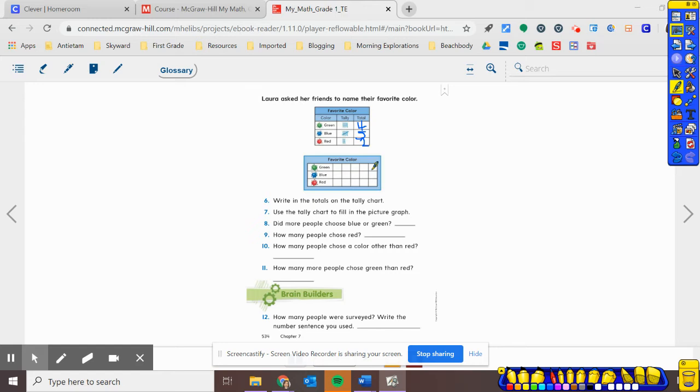All right, now it wants us to draw a picture graph. So for our picture graph, I am going to use different colored dots, and you can just draw dots on your paper using your pencil. So I'm just going to do a dot for every color time the person chose that color. So for green, we have 4. So I'm going to do 1, 2, 3, 4. Go ahead and do the same thing for blue and red based on their totals, and then we're going to check it together.